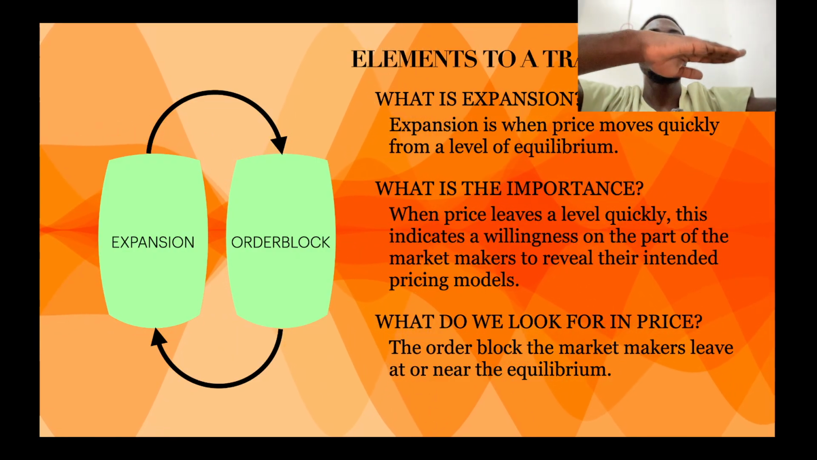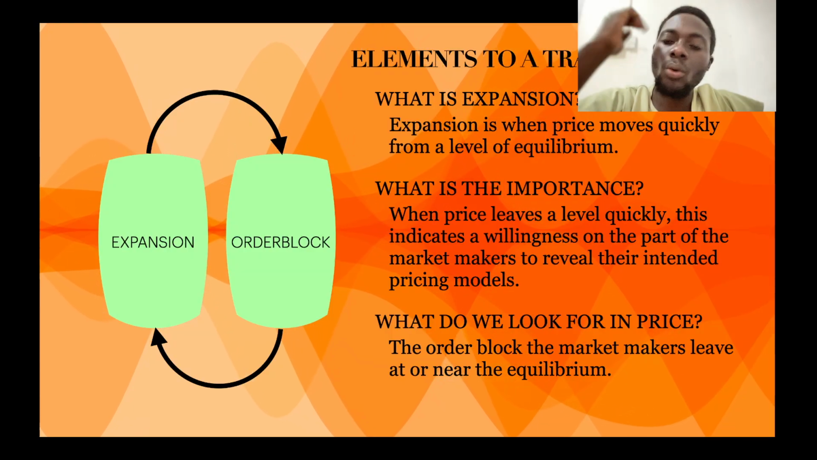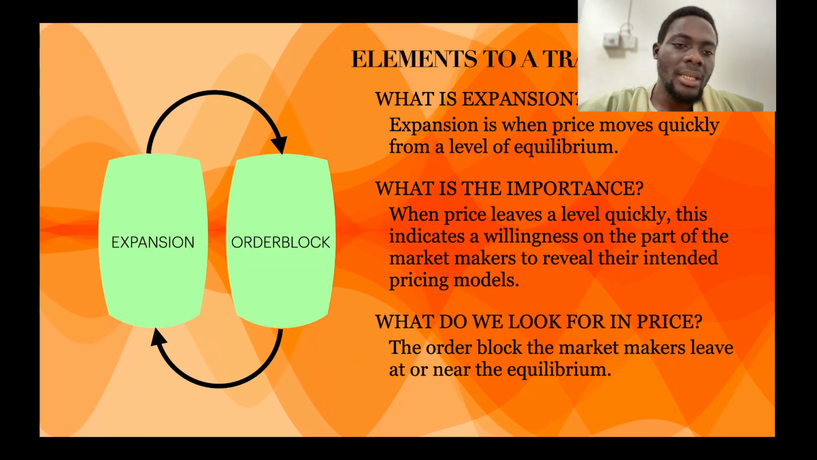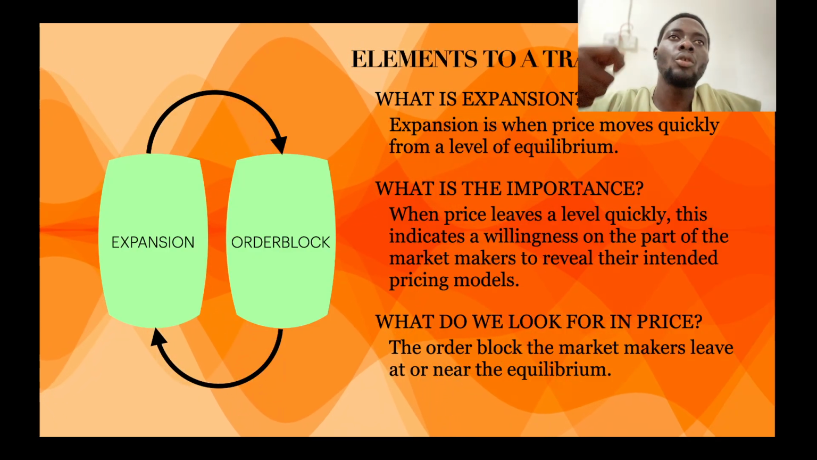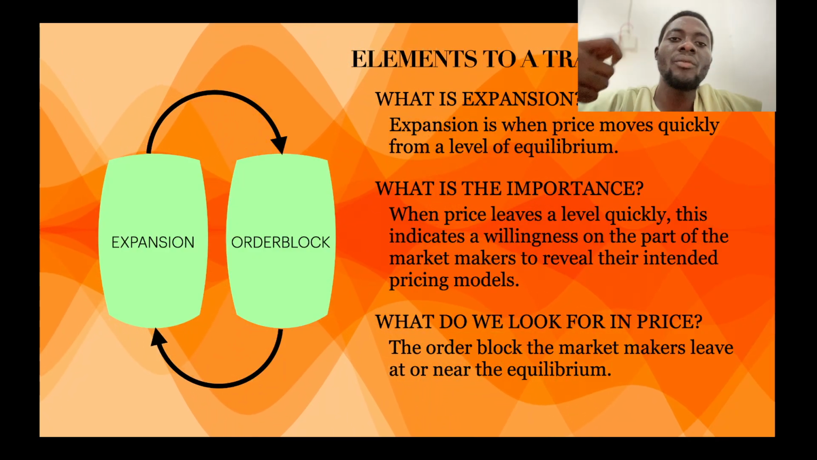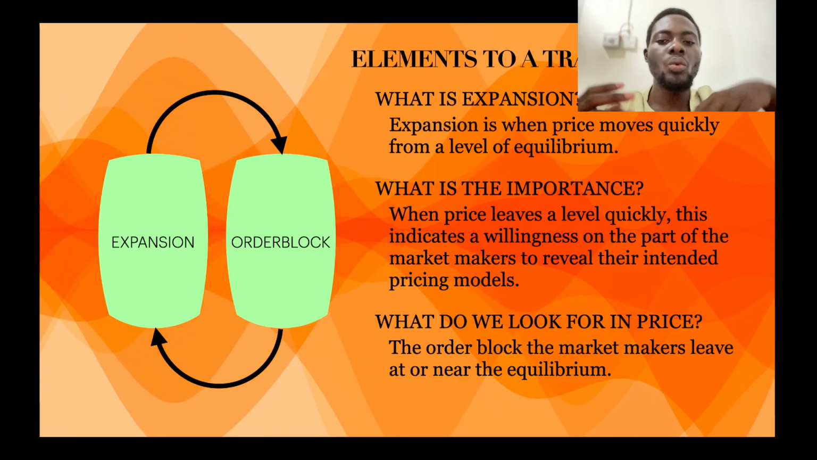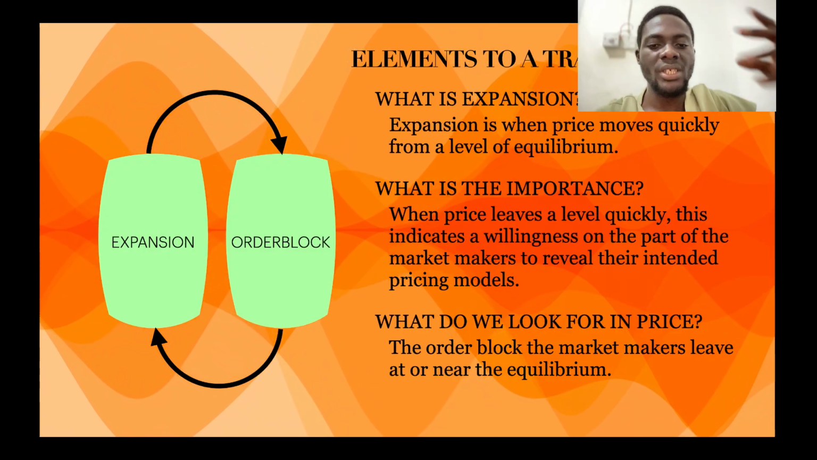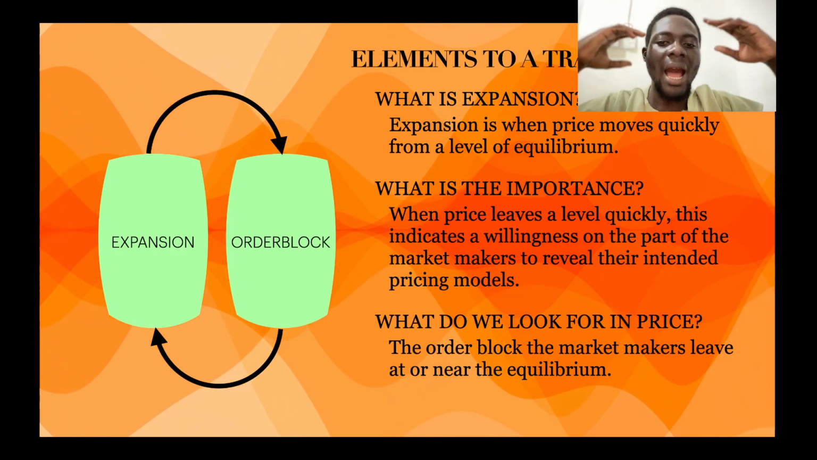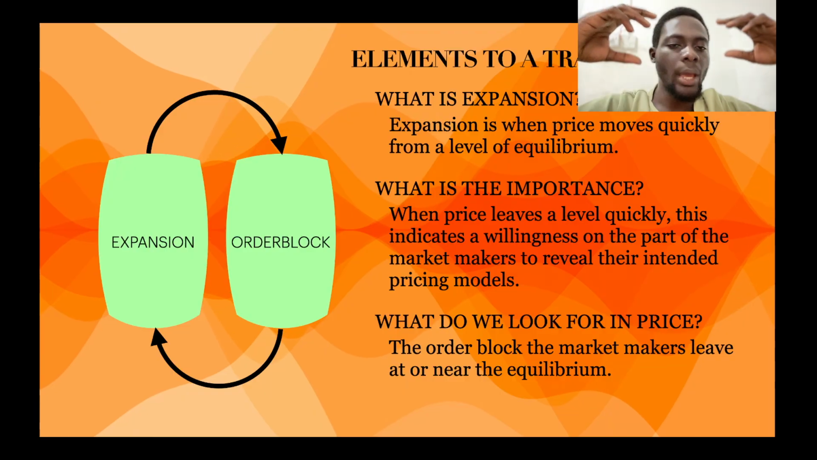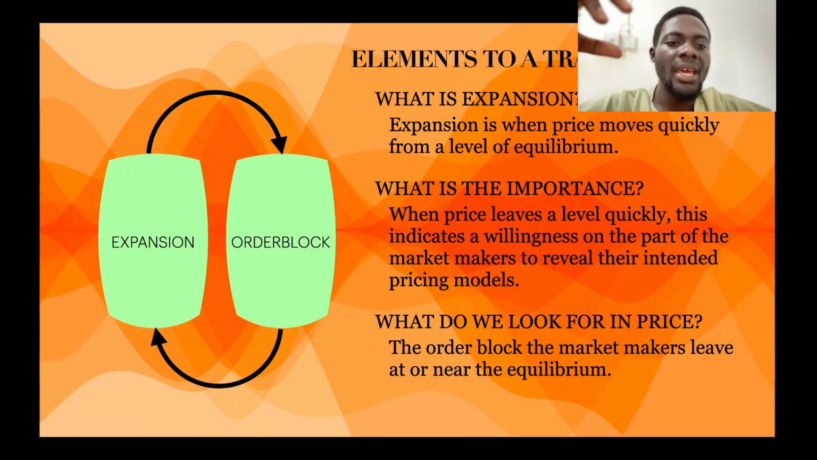So you see that price has gone up, but it has gone up with a certain level of force. Then we can say, based off of this, I know that market makers are trying to reprogram the algorithm to start looking for buys, to start looking for buy side liquidity. So when we see this, what do we look for in price? We look for the order block the market leaves at or near the equilibrium.